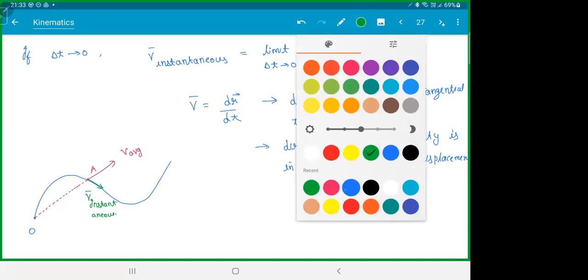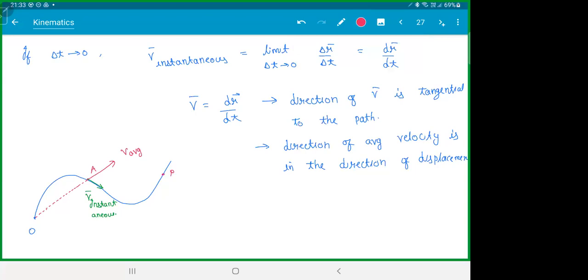Take one more example. If I ask you to find the average velocity direction at point B, you simply take the line from initial to B and join it. That will be the average velocity direction, whereas the instantaneous velocity direction will be tangential to the path.